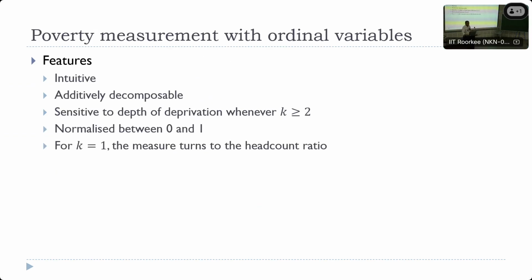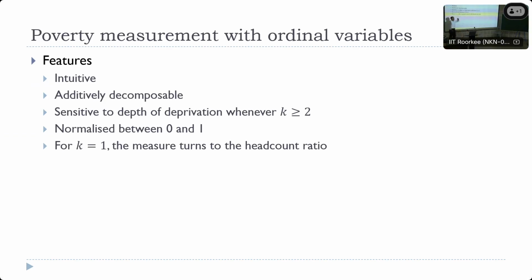Okay. So, features: it's intuitive because literally you are taking the probability masses and taking a weighted sum. That's all. It is additively decomposable. You can break it down across subgroups. What is good is that it is sensitive to the depth of deprivation because you are giving different weights to different levels of deprivation. I will show you one example.